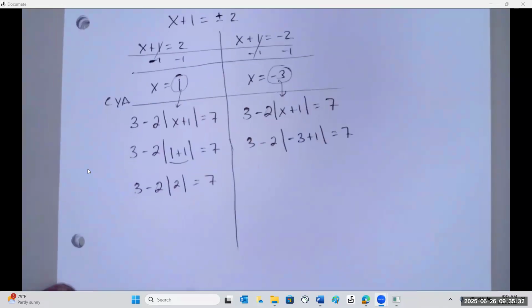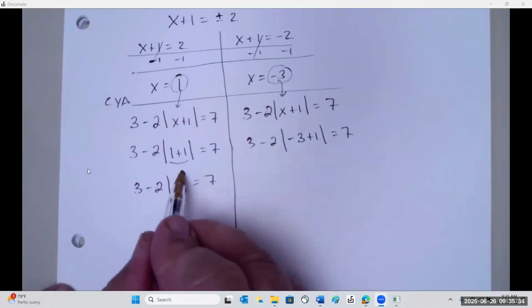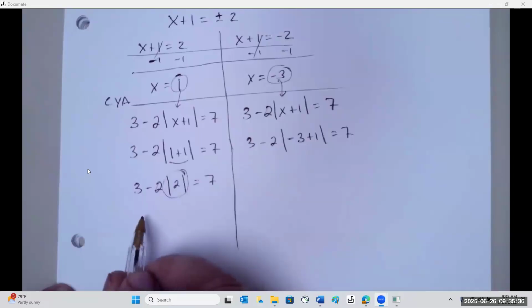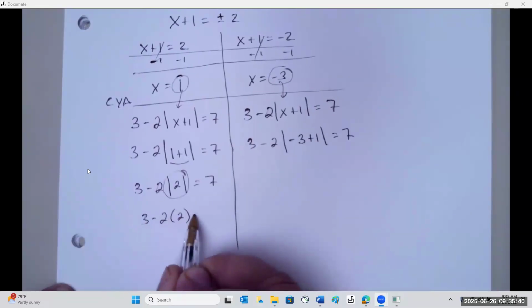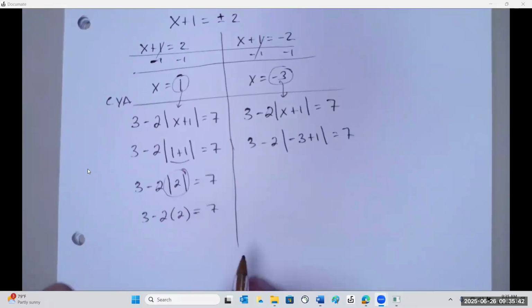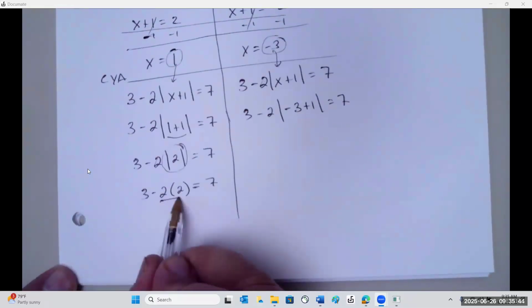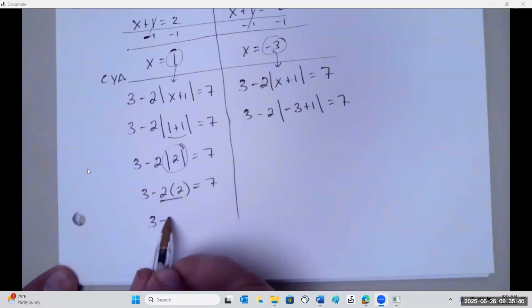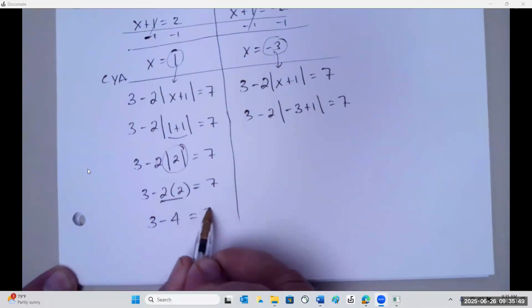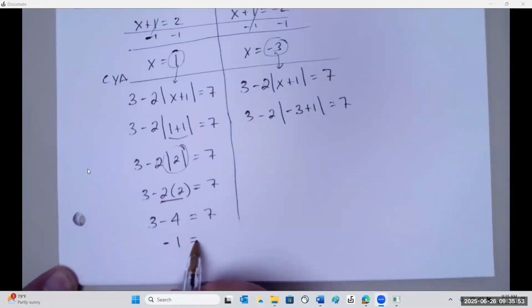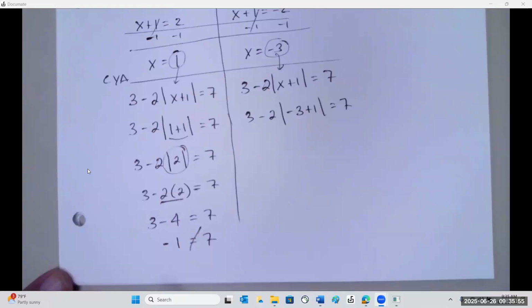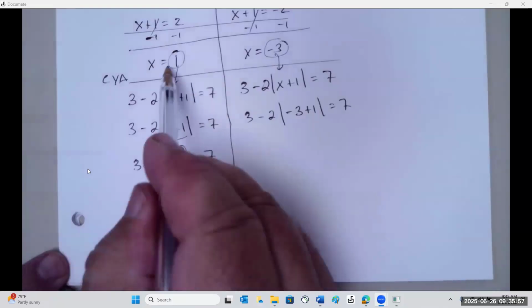Next step, we'll do the absolute value of 2. What is the absolute value of 2? Next step, multiply. 2 times 2 is 4. 3 minus 4 is -1, it doesn't equal 7. So that's not going to work.